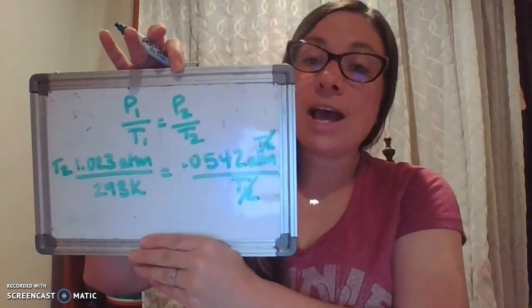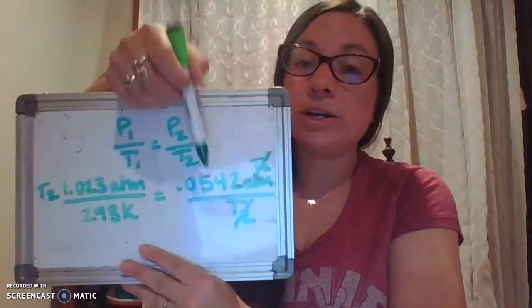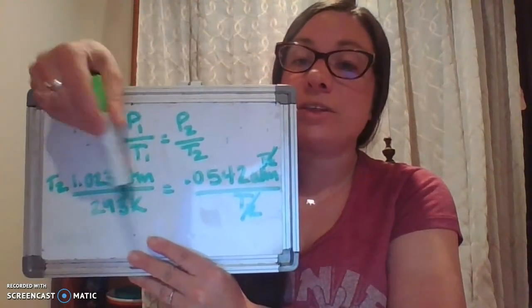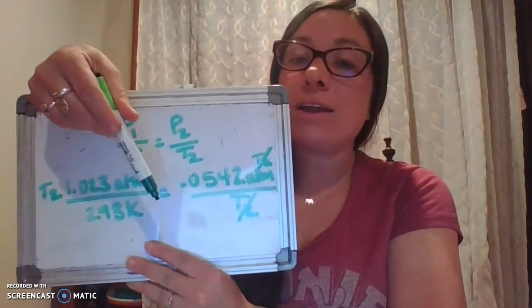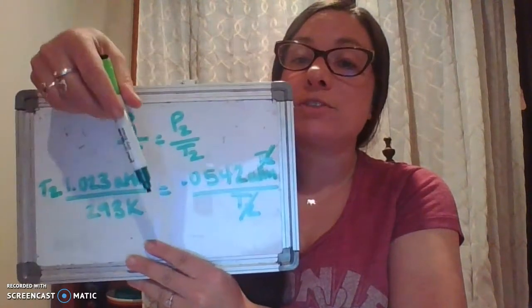Then we're going to isolate T2, which means we're going to do the opposite with these variables here. Whatever's on the bottom, we're going to multiply the other side by. Whatever's on the top, we're going to divide the other side by. So we're going to take the temperature, 293, and multiply that by our second pressure, 0.0542 atmospheres times 293 Kelvin. And then to that, we're going to divide by that first pressure, 1.023 atmospheres.